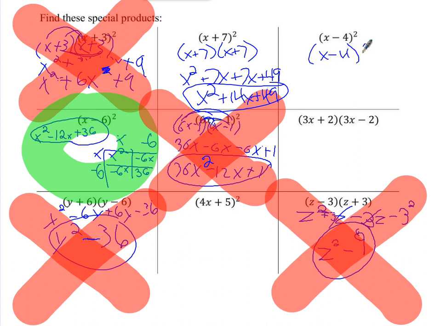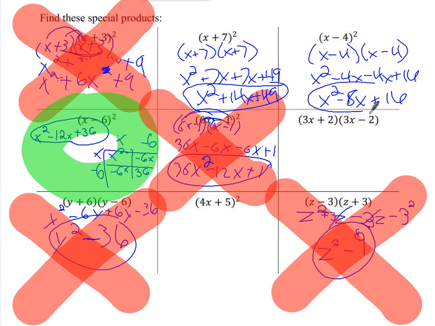X minus 4 times x minus 4. Okay. Minus 8x plus 16. Good. And the one below that one. You might remember that word. What are these? Conjugates. Yeah, these are conjugates.